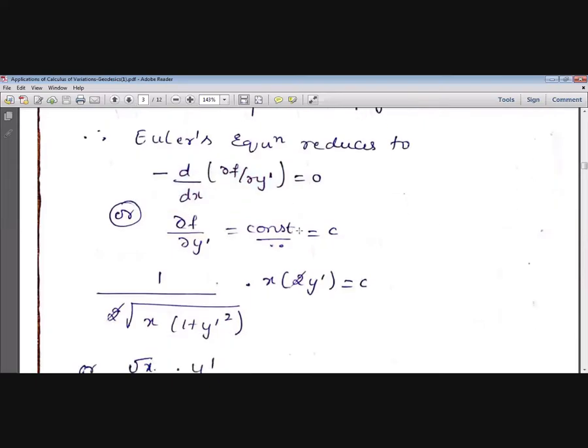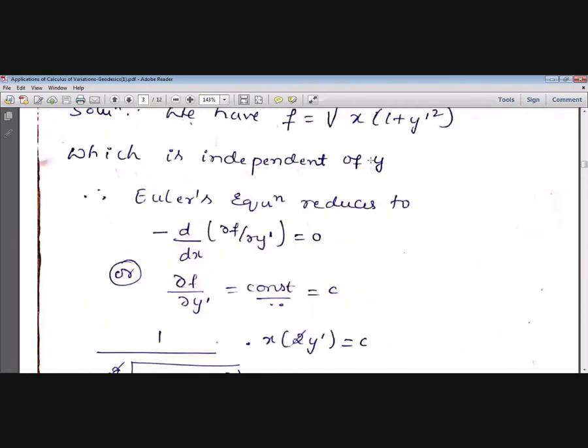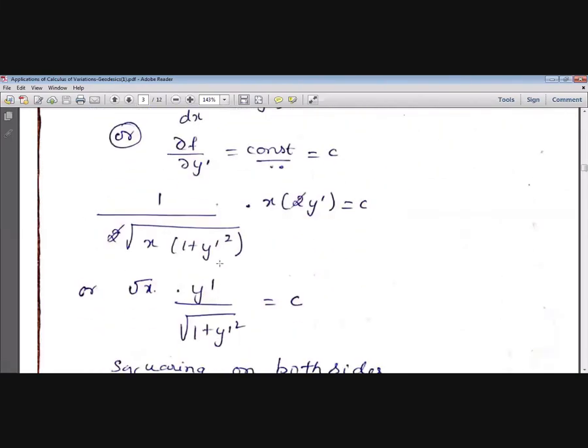So ∂f/∂y' = c. Find out ∂f/∂y'. It is 1/(2√x) × (1 + y'²)... × x × 2y'. Why? Because this is a partial derivative. We need not apply the UV rule again for this. We are doing partial differentiation.